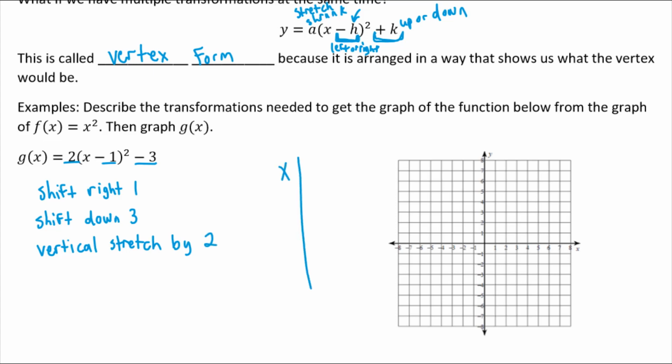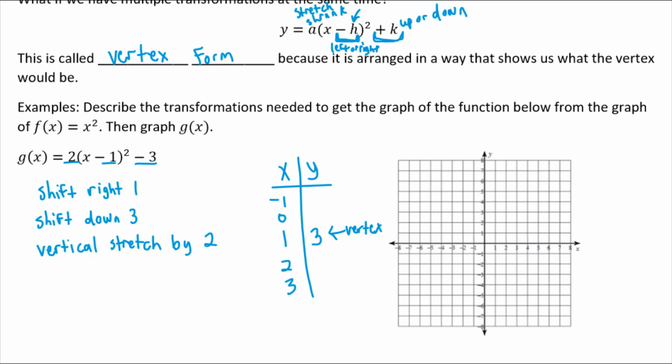So if you wanted to make a table of values for this, what you would want to do is use the fact that we're moving to the right 1 and down 3 to know that your vertex is 1, -3. It's a positive 1 because it's right 1, not left 1. And by picking that as our vertex, by putting that in the middle of our table of values, then we actually know what the best values to plug in will be, because we want to pick things close to our vertex.